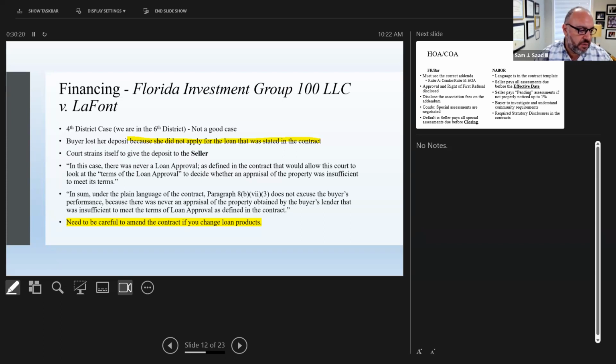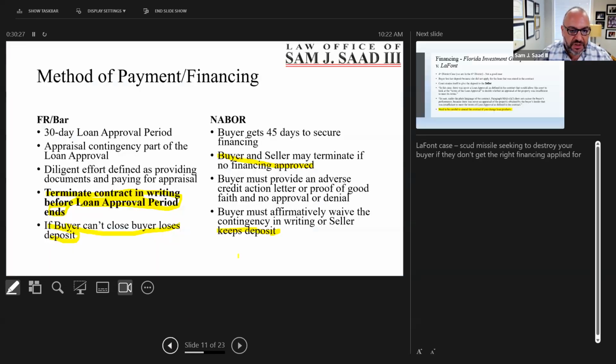Kathleen, can you review again regarding terminating with or without a mortgage commitment? So Kathleen, yes. Under FRBAR, you want to terminate within the loan approval period, and you do that in writing. Under NABOR, you have to terminate after the end of the loan approval period. And NABOR doesn't call it a loan approval period. They call it a financing contingency, but you would terminate at the end of that, whereas under FRBAR, you do it before the end, and you would do that in writing.